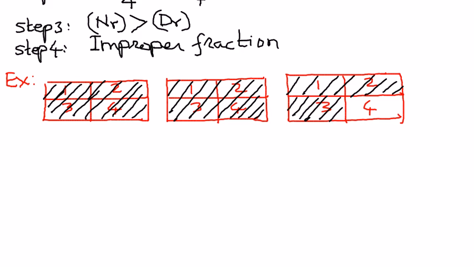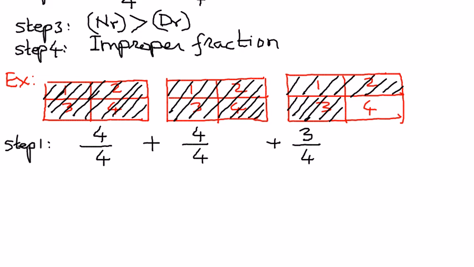So now, as step number one, we're going to say there are four parts which are shaded out of the total of four parts in the first block, plus there are four parts which are shaded in the second block out of a total of four parts, plus there are three parts which are shaded out of the total of four parts in the third block.